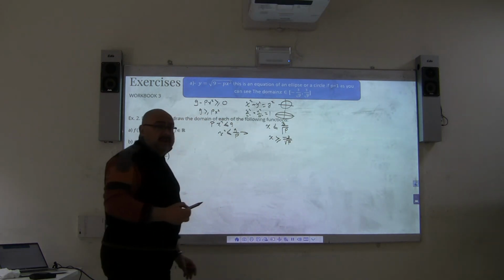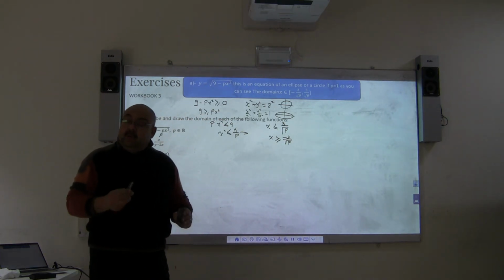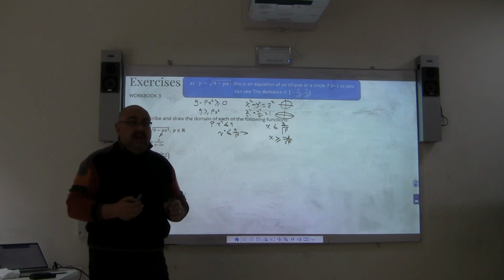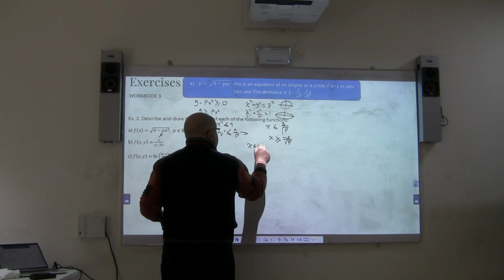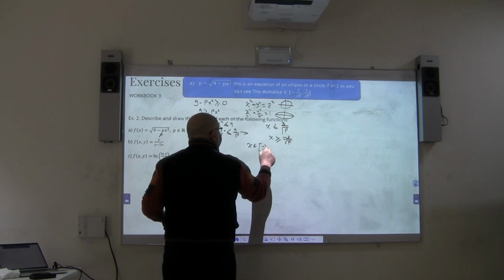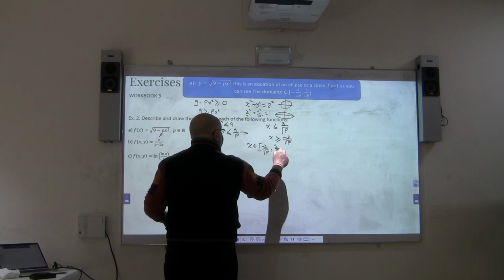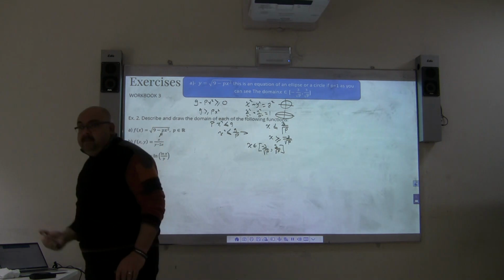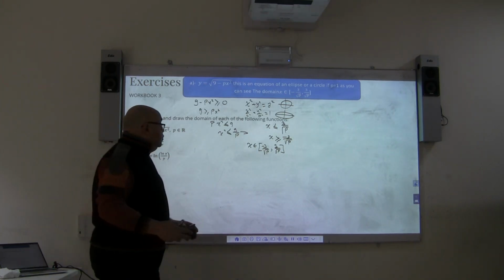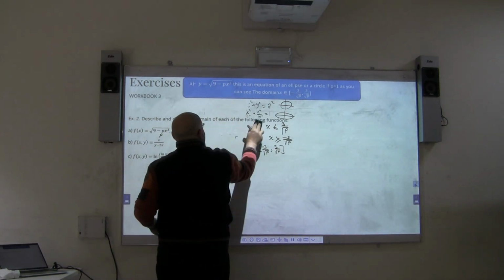Combining these relations together, I will be able to identify the region that I'm talking about, which is simply x belongs to the interval from negative 3 over root b till 3 over root b, and that's the domain, as you will see.